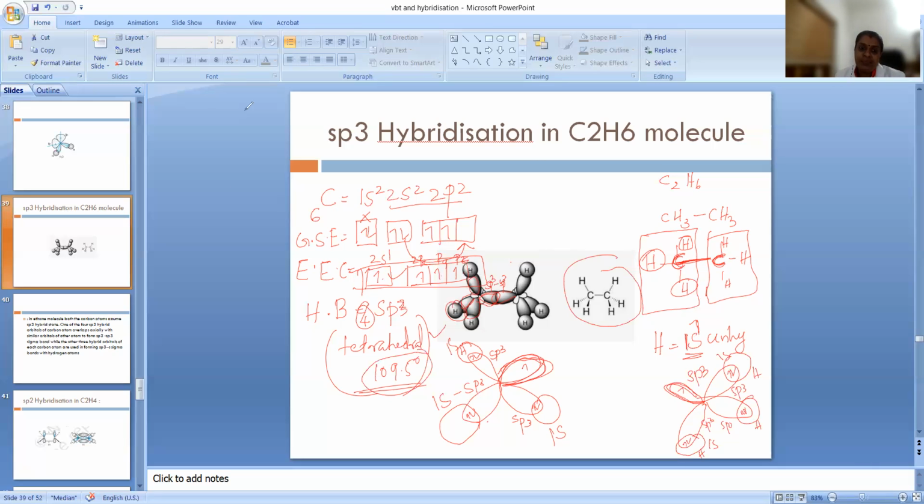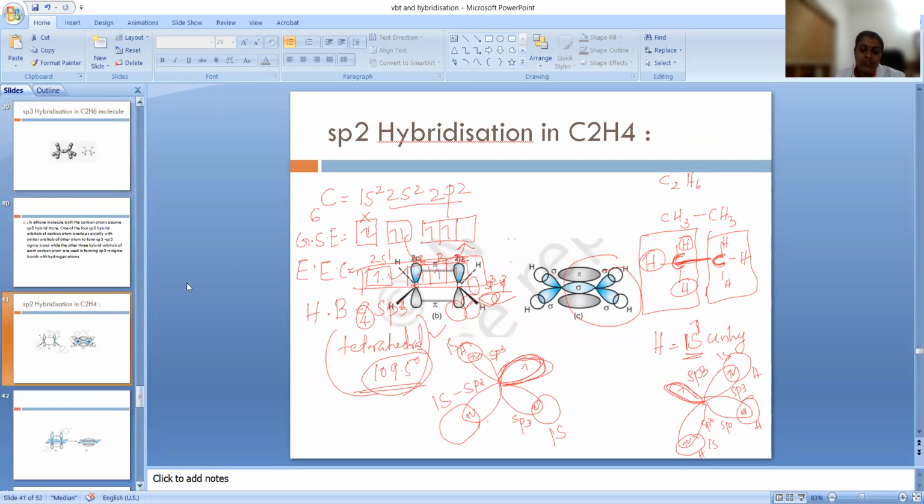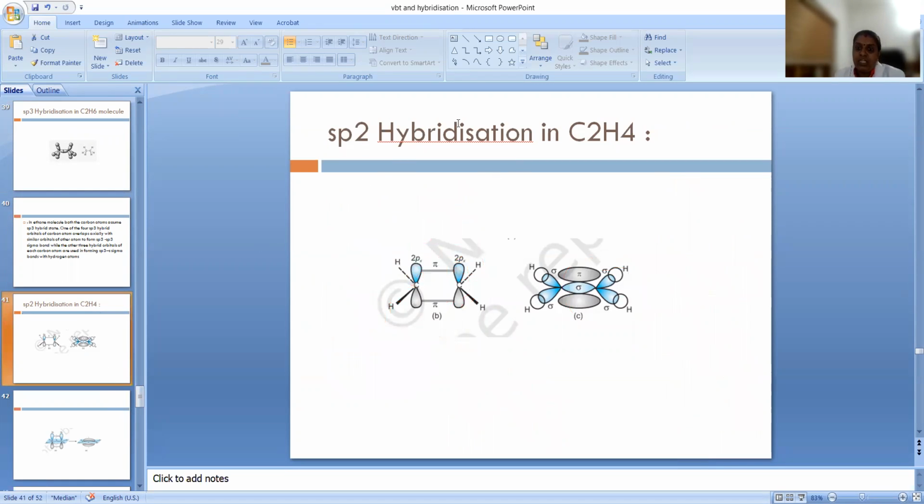Now let us see the hybridization of another molecule, that is C2H4. Okay, this is C2H4. So C2H4, usually we will write it like this: CH2=CH2. It has a double bond.